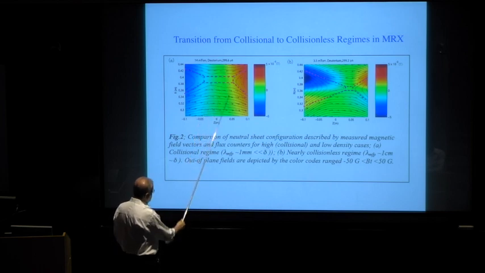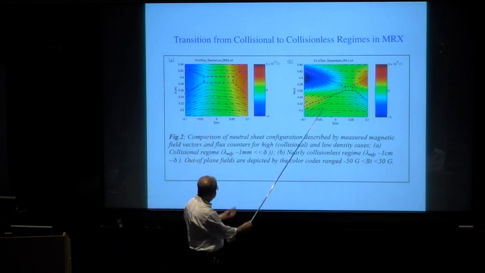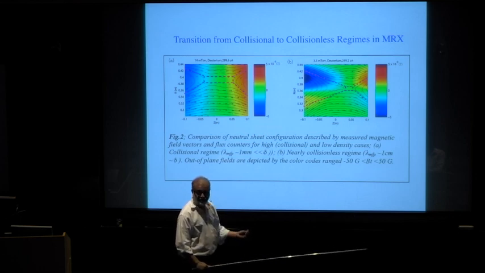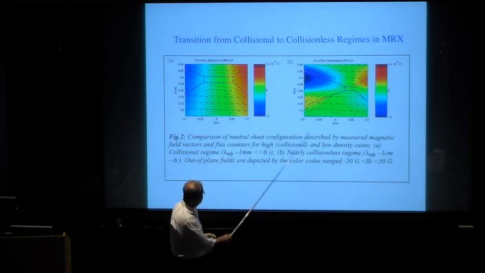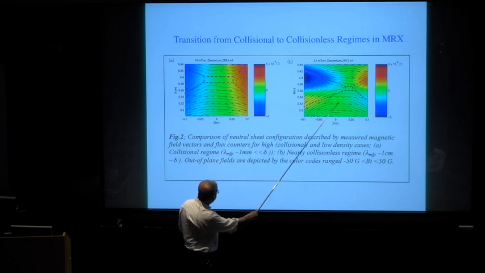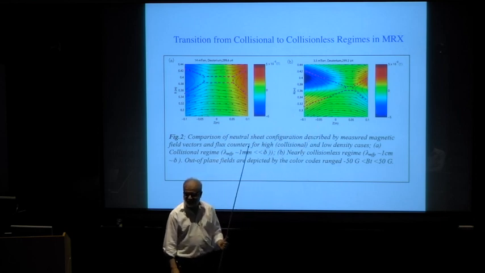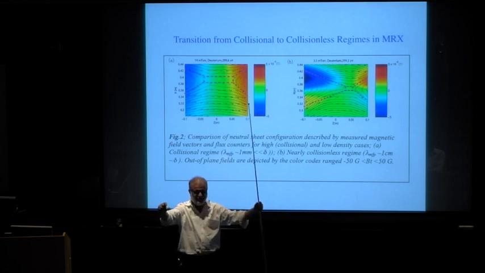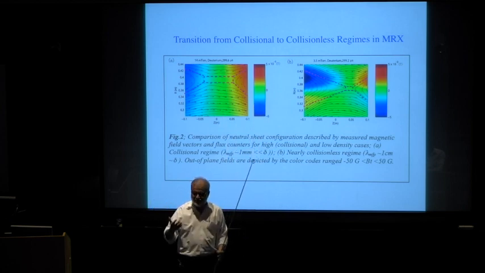But then he did another set of discharges with low density, which took him to the Hall regime. And look, clear shrinking occurring in the Hall problem, as opposed to the Sweet-Parker layer where the current sheet is broader, but you get a shrinking effect. He measures the reconnection rate. It's about what theory predicts.